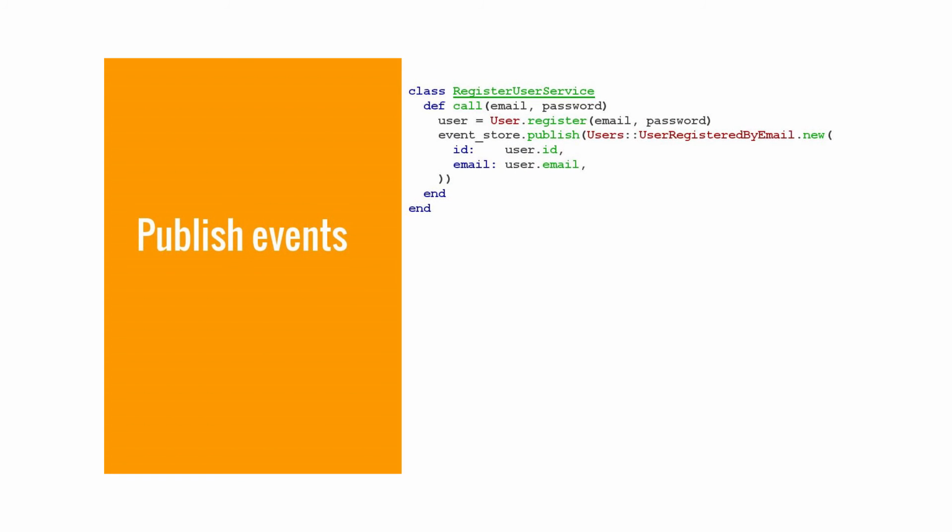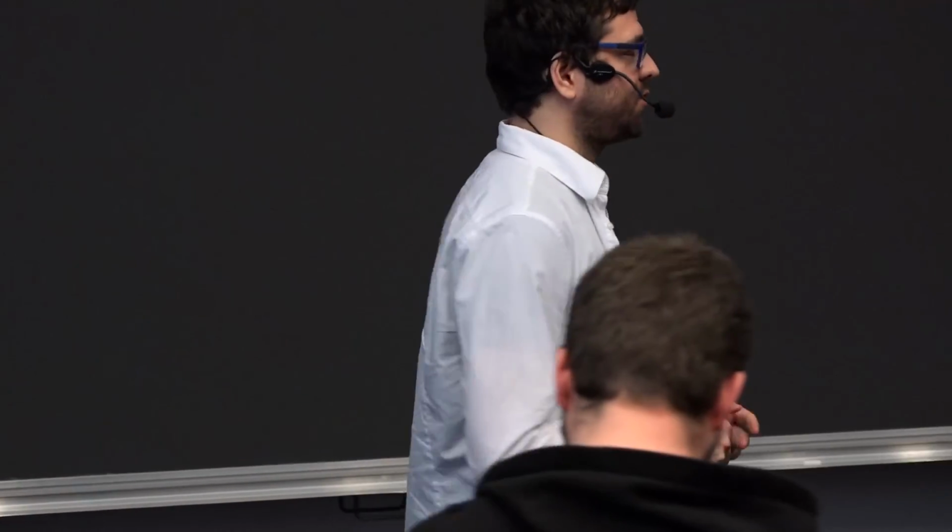So first, as Andrzej told you yesterday, you start with publishing events, okay? So you have a service, someone can register, the user is created, and after they registered, we publish an event, user registered by email, okay? And when we publish this event in Event Store, it's saved in the database, and if there are any handlers, those handlers are triggered. So that's the very beginning.